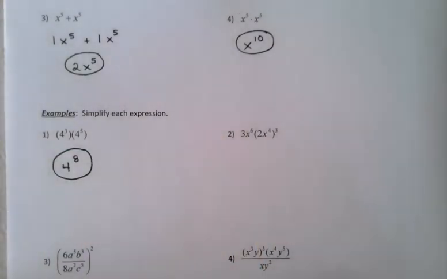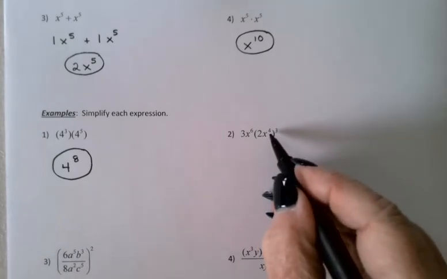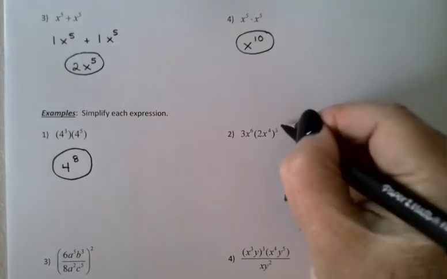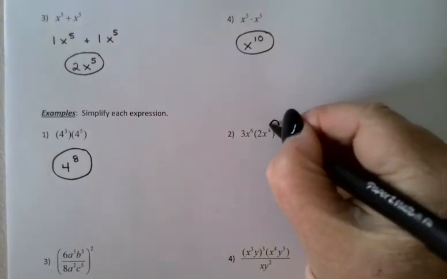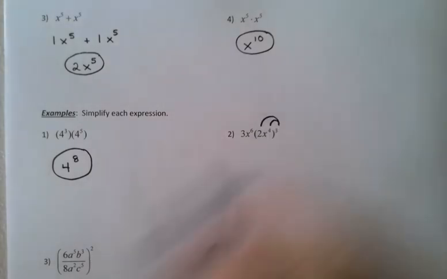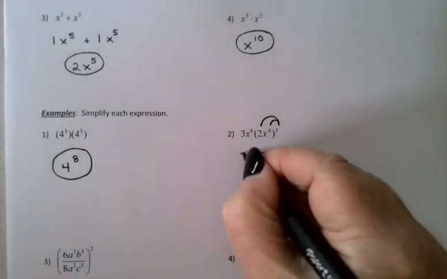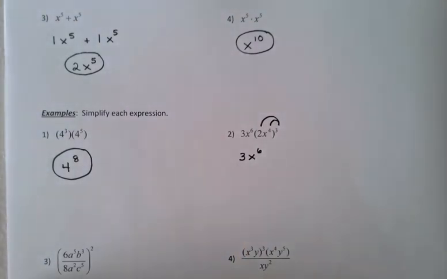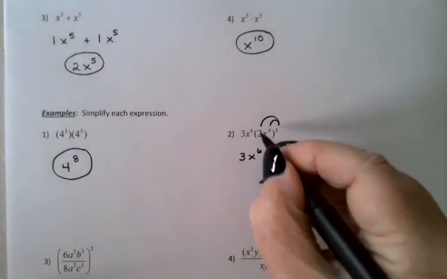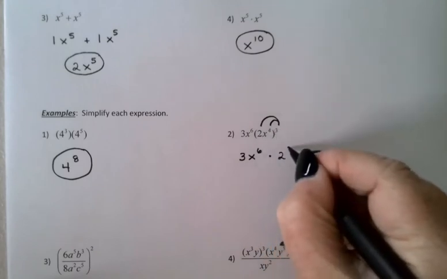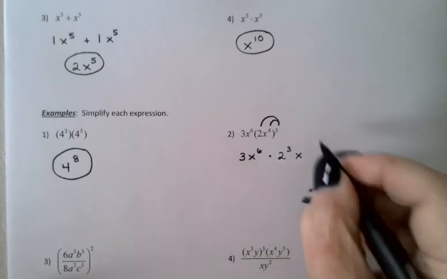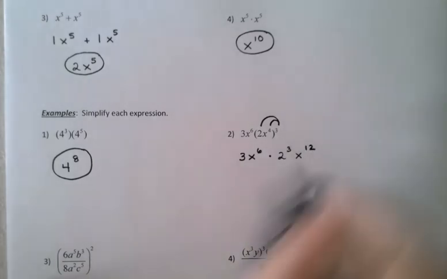All right, in number 2, I've got 2x to the 4th, cubed. And I'm going to start by getting rid of those parentheses. I'm going to apply this exponent of 3 to both factors inside my parentheses. For right now, 3x to the 6th won't change. But then I'm going to multiply that by 2 cubed. And then x, power to a power, I multiply exponents, x to the 12th.